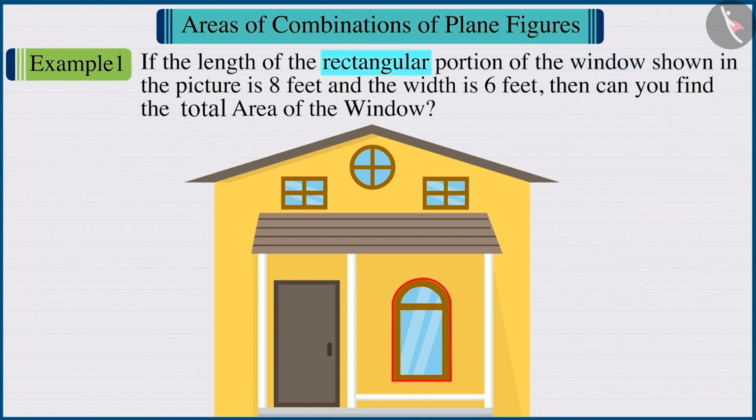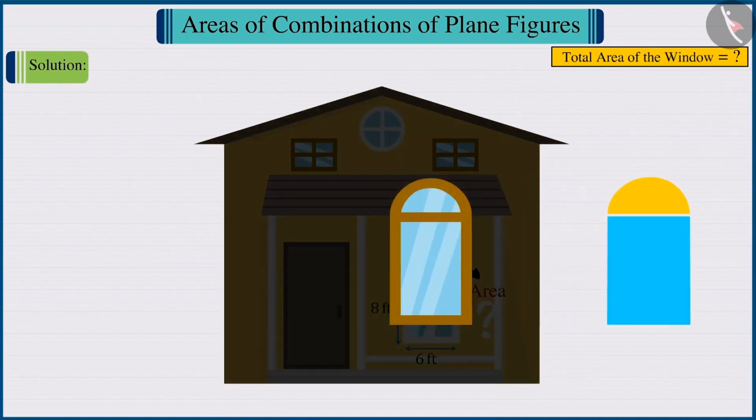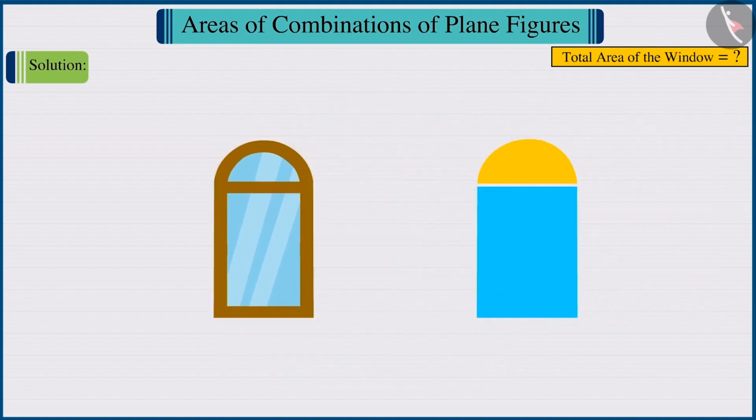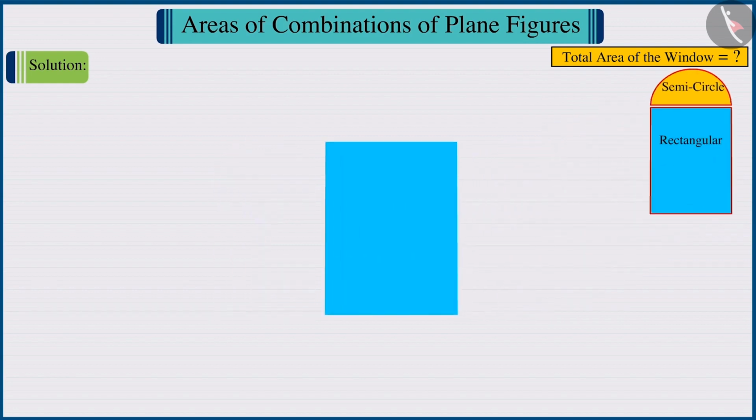If the length of the rectangular portion of the window shown in the picture is 8 feet and the width is 6 feet, then can you find the total area of the window? Come on, let's discuss on this. First, let's make a rough figure of the window which looks like this. Looking at the window carefully, we can say that the upper portion of the window is semicircular and the lower portion is rectangular, where the length of the rectangular portion is 8 feet and the width is 6 feet.